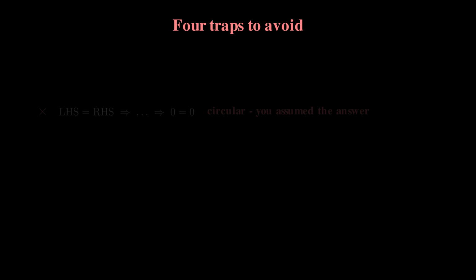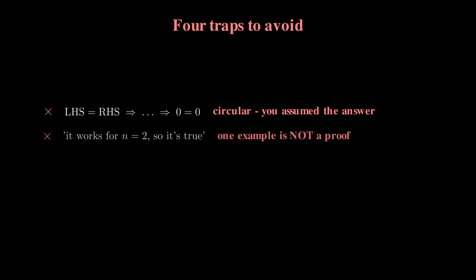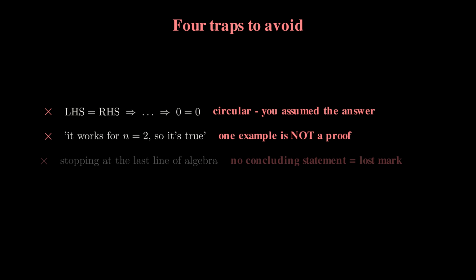Finally, the four traps. 1, and it's the big one, circular reasoning. Starting from left-hand side equals right-hand side, and simplifying both to 0 equals 0. That assumes exactly what you're meant to prove, so it earns nothing. Work one side down to the other instead. 2. Thinking one example proves a general statement. Testing n equals 2 proves only the case n equals 2. 3. Doing all the algebra correctly, but forgetting the concluding line. Always finish with as required.